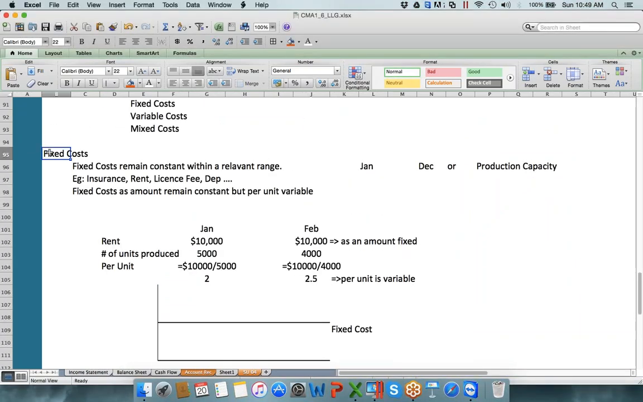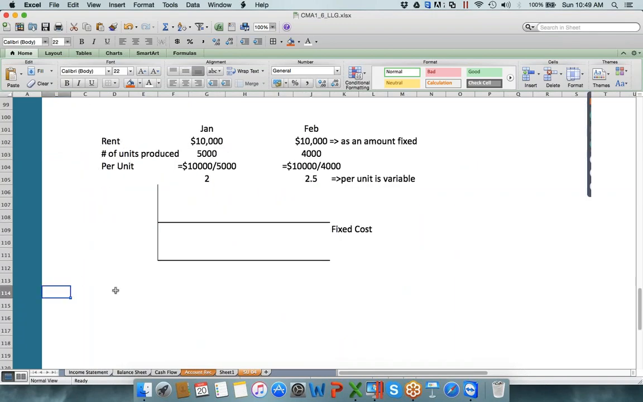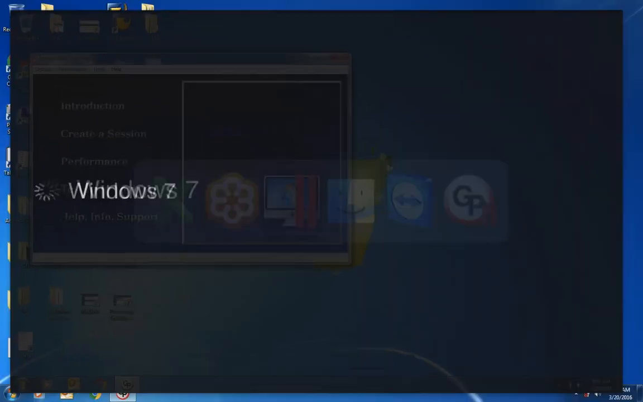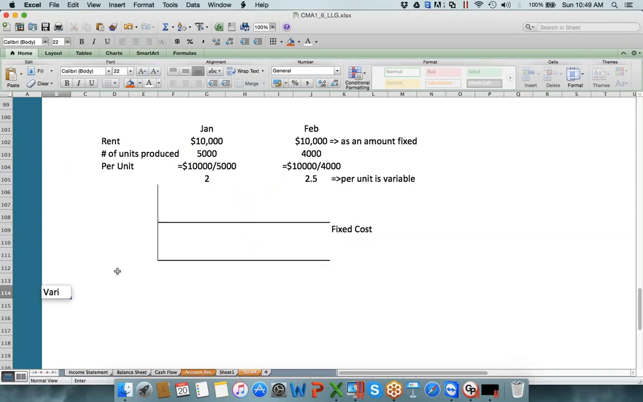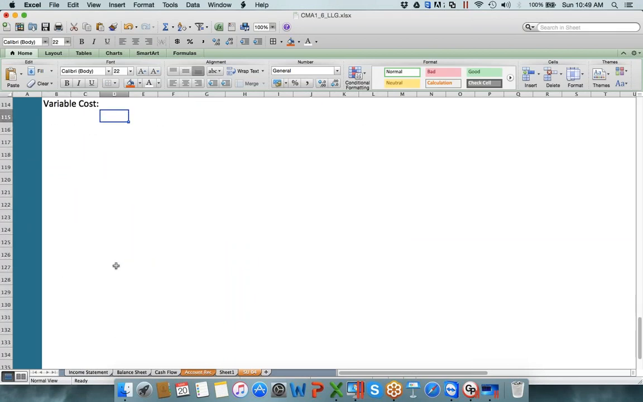What is variable cost? Variable cost is the cost which varies or fluctuates according to the production. It means it fluctuates. If the production is more, cost will be more. If the production is less, cost will be less.